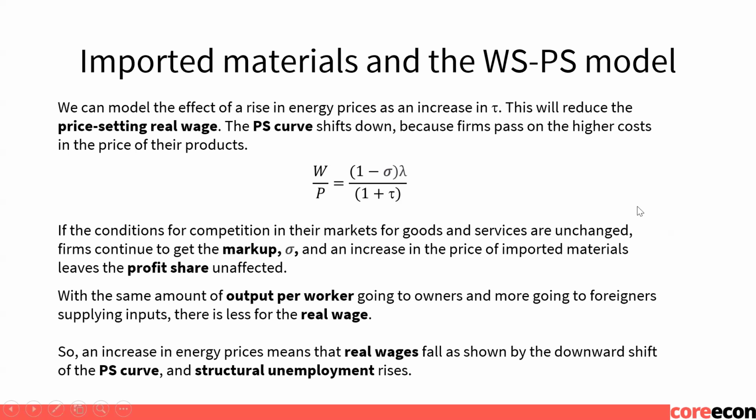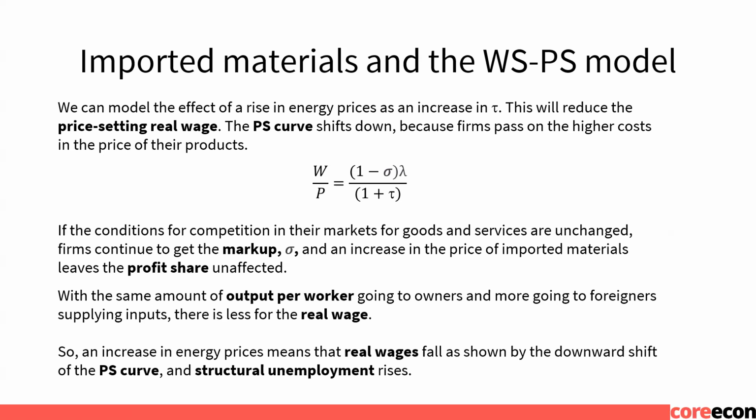So if conditions for competition in the markets for goods and services are unchanged, as you can guess, this will mean that the sigma is not going to change. So firms will continue to get the markup of sigma, and an increase in the price of imported materials will leave the profit share unaffected. But notice this has to do with the shares, right? So the overall distribution is unchanged in this scenario because competition did not change, but the same amount of output per worker is going to owners and more is going to the foreigners supplying inputs. There is less for the real wage, right?